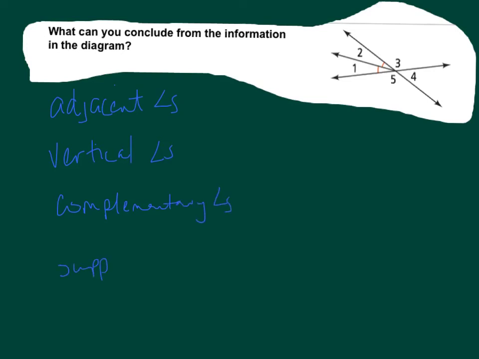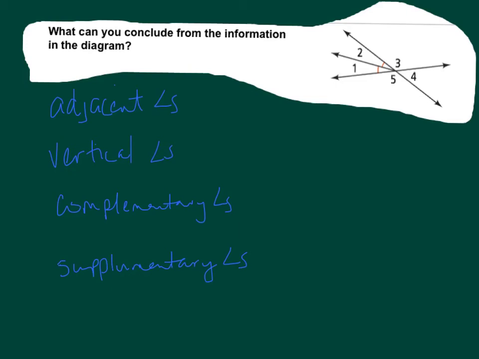What can we conclude from the information in the diagram? First of all, let's think about our angles. We have adjacent angles, we have vertical angles, we have complementary. So let's see if we can find these. Adjacent, again, just means that they share a side or a ray and a vertex. So there's actually quite a few in here.